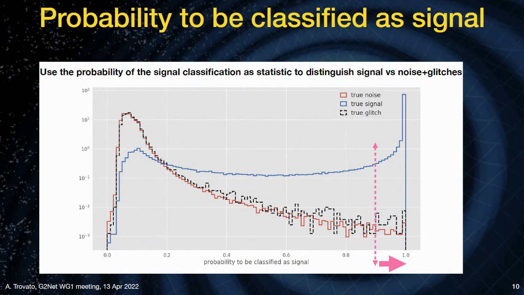Then you can plot one of these probabilities. For example, this is, for each class, the probability to be classified as signal, and you can use this probability as a threshold to say everything that is above, I consider as signal, everything that is below this threshold, I consider as background. One thing: it's true that we decided to separate glitch and noise in training, but in the results that I will show, we put glitch and noise together. What I will show is always signal against glitch plus noise.